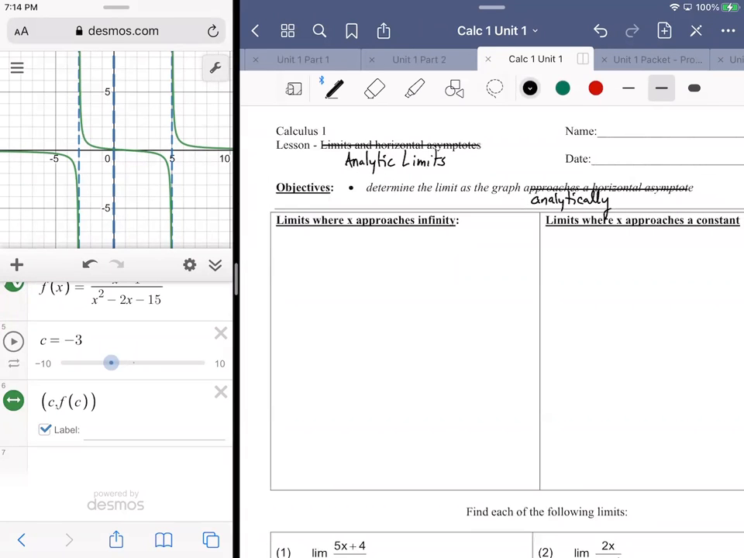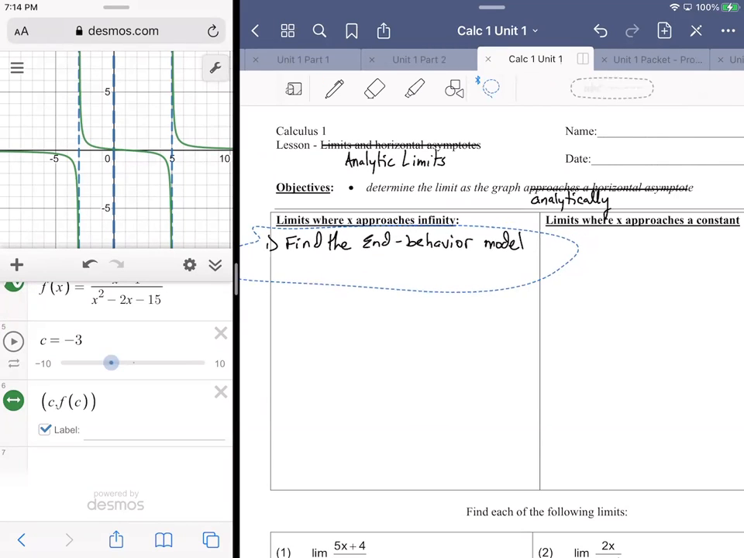All right. So limits where x approaches infinity, limits where x approaches a constant. All right, two possible scenarios. So in the case where we're looking at a limit where x approaches infinity, the first thing that you're going to do is find the end behavior model. All right, you're going to find the end behavior model.